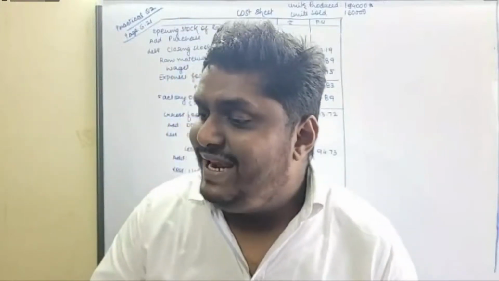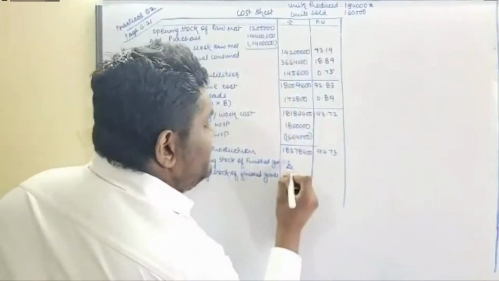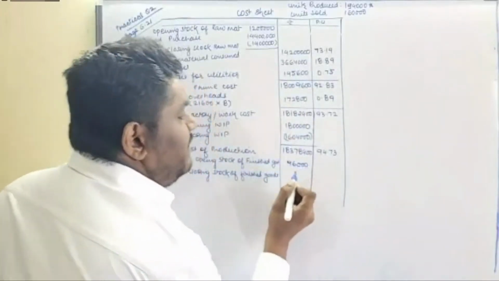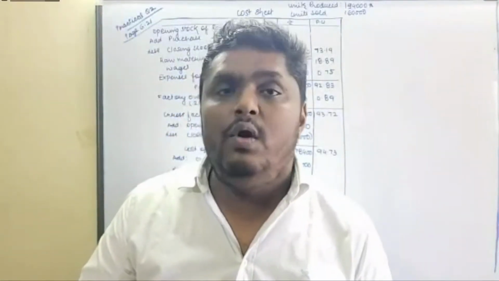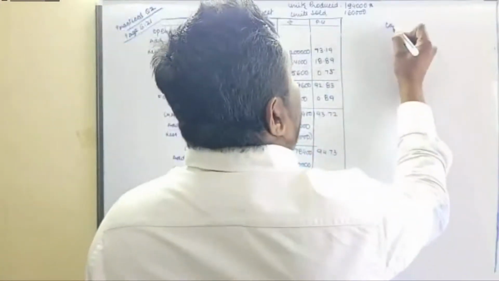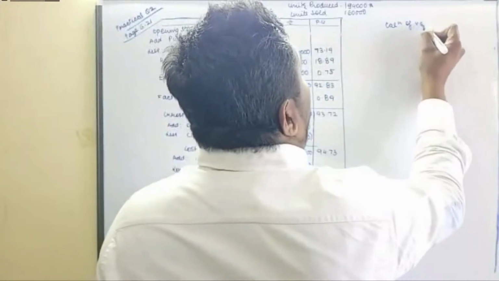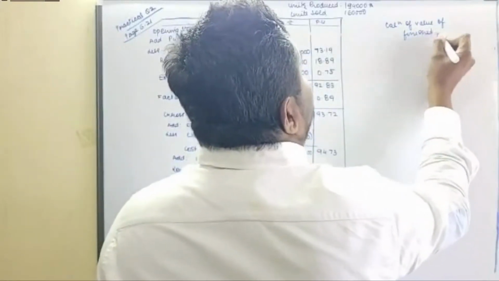When talking about the opening stock of finished goods, it is given in the question that the opening stock value is 9,60,000 and there are 10,000 units. When talking about the closing stock, neither the value is given nor the number of units is given. So herein, we will calculate the value of finished goods.